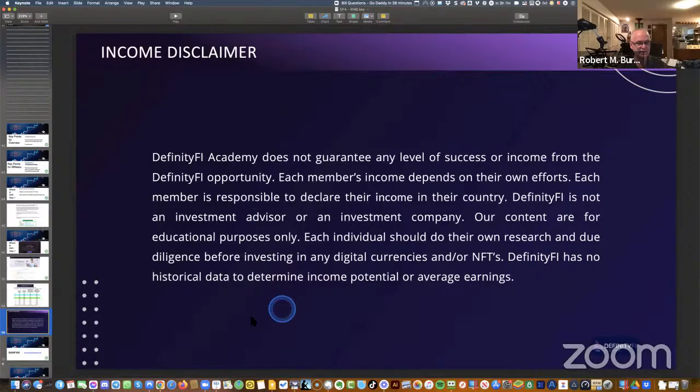Here again is the income disclaimer. I want to encourage you to take a screenshot of this because it's a very important disclaimer document. We try to do things correctly, and part of that is making sure that we properly disclaim what we do, and maybe more importantly, what we don't do.